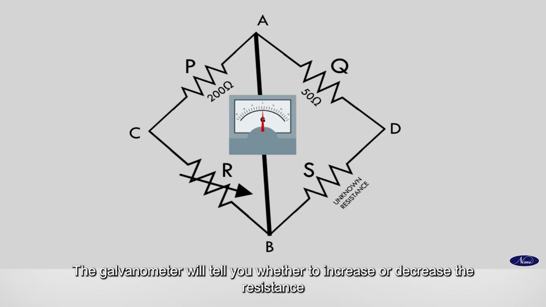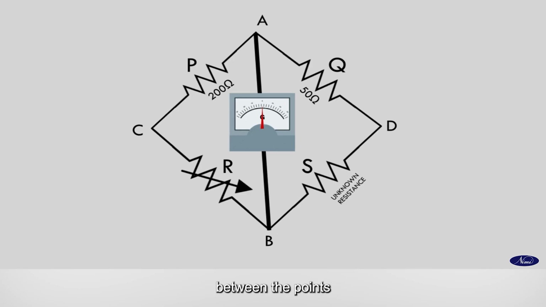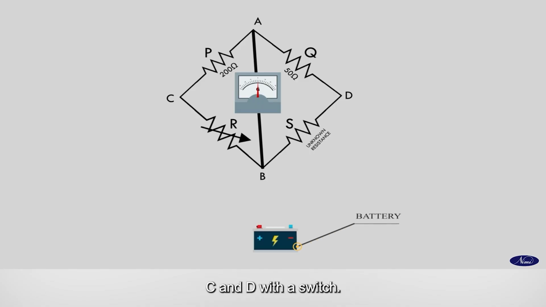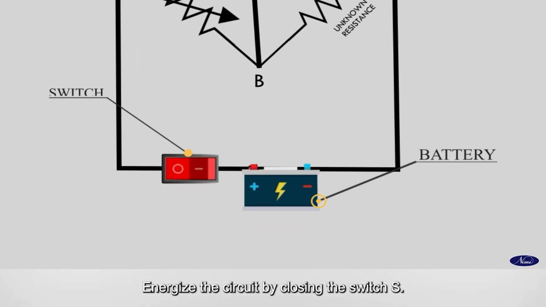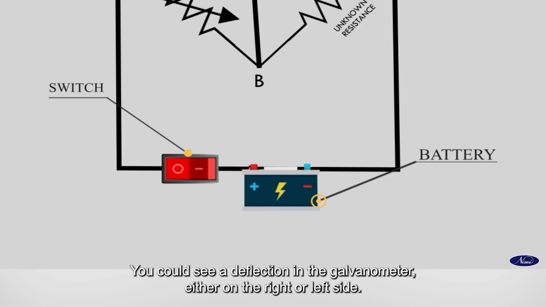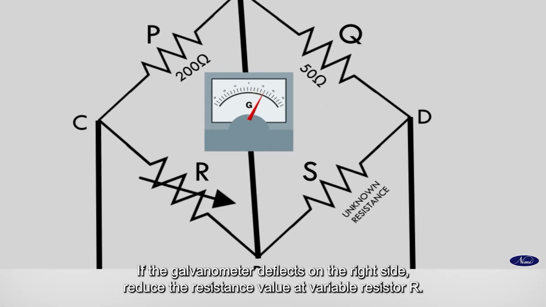The galvanometer will tell you whether to increase or decrease the resistance to achieve a balanced bridge. Connect the battery to the circuit between the points C and D with a switch. Energize the circuit by closing the switch S. You could see a deflection in the galvanometer either on the right or left side.